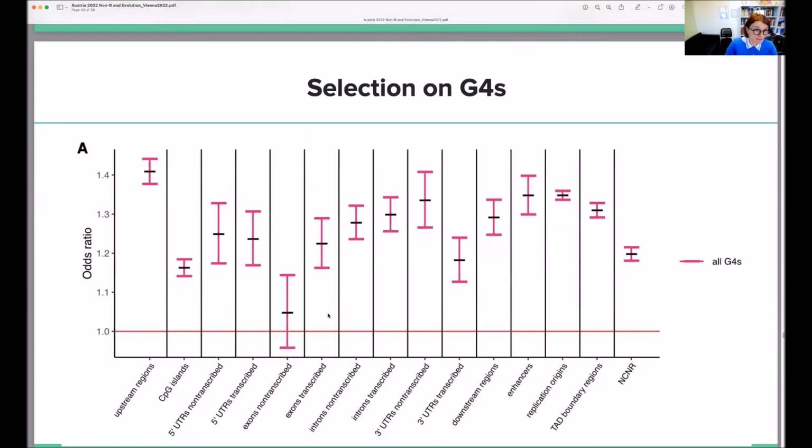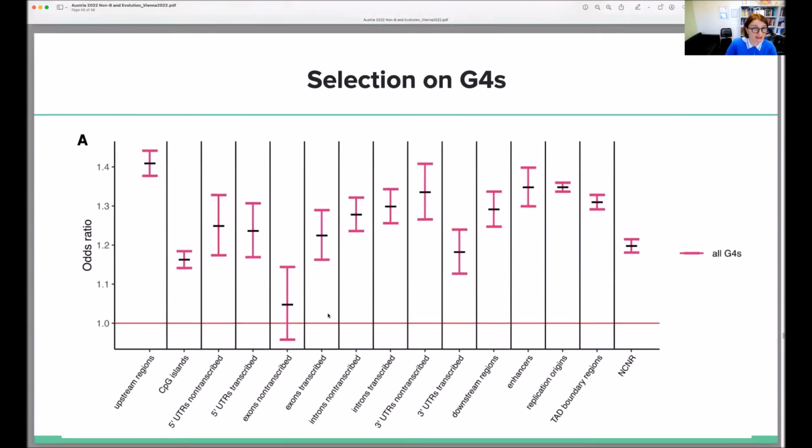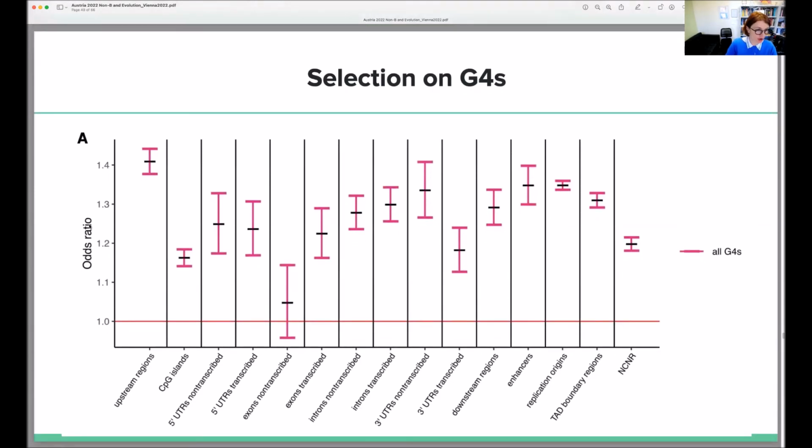And what we're finding is that indeed there is selection, which is measured by the odds ratio, at G quadruplexes, and it's particularly strong for G quadruplexes located in upstream regions, also in enhancers, in replication origins, and in UTRs. But again, we have this outlier. We have exons, strands that are non-transcribed, that are not showing a signature of selection at G quadruplexes.